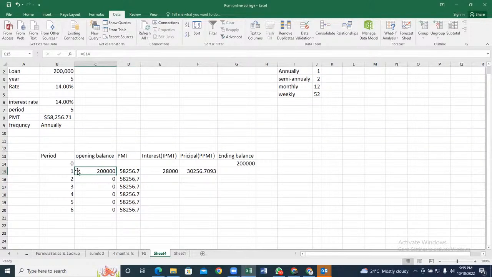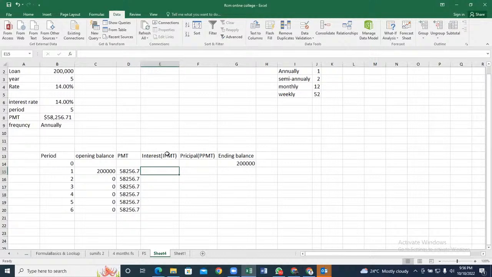So opening balance in period 1 is this ending balance. And then we have our periodic amount, which we referred to from here. And then we have interest and principal. The method we have used to get our interest, the interest rate multiplied by opening balance, is not automated. We now want to automate that. So let's do away with that method which is not automated.